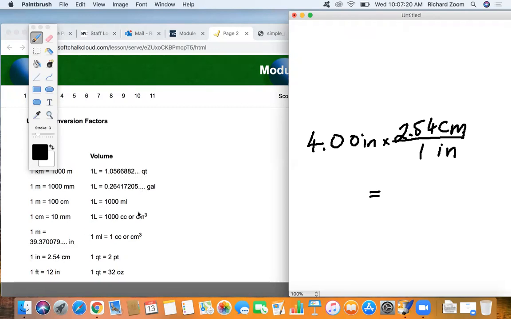And that's how I've signified that these are not exact numbers, and there's more digits to come, but there's no more digits after 2.54. This effectively has infinite significant figures.